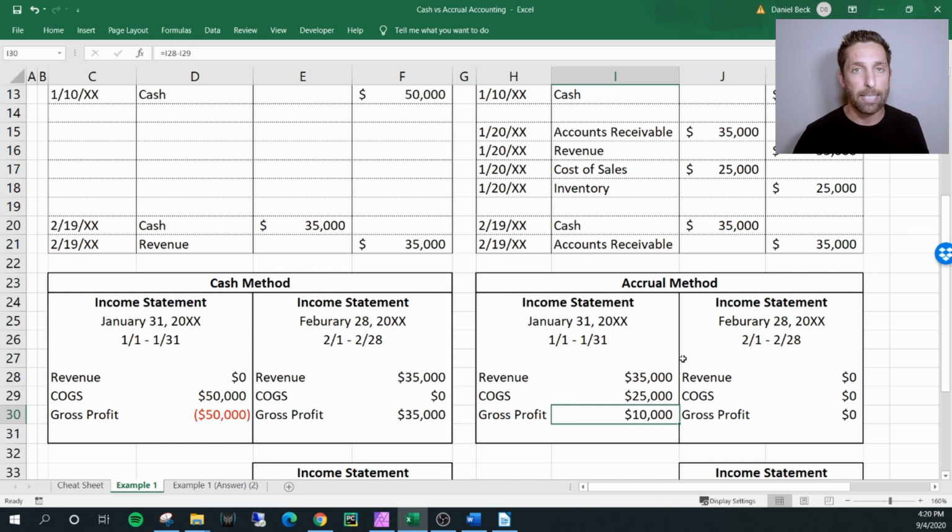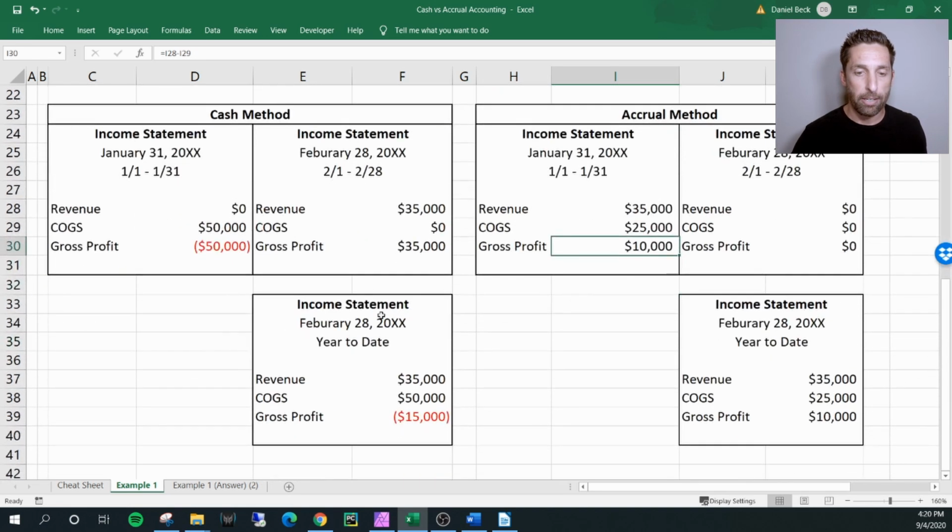To take it one step further, I've put down here a year-to-date income statement. If you were to generate a year-to-date income statement, which means January 1 to February 28th, this is what it would look like on the cash basis method. We recognized the full $35,000 of cash we received, and we recognized the full $50,000 of inventory we paid for, but we didn't sell all the $50,000, and that is why we're showing a negative gross profit of $15,000.